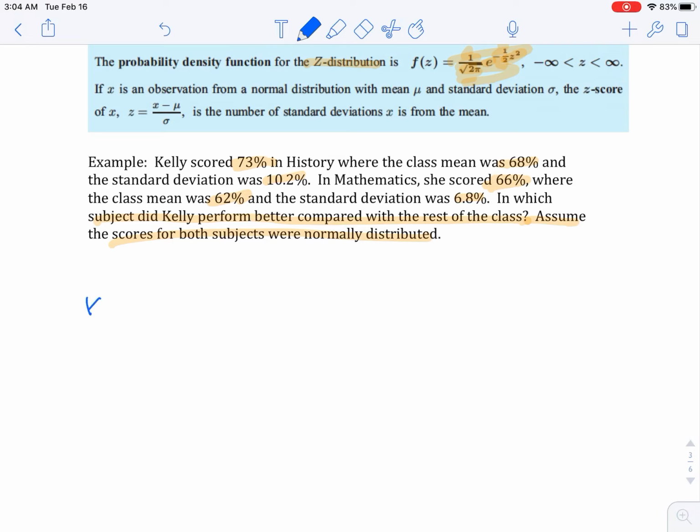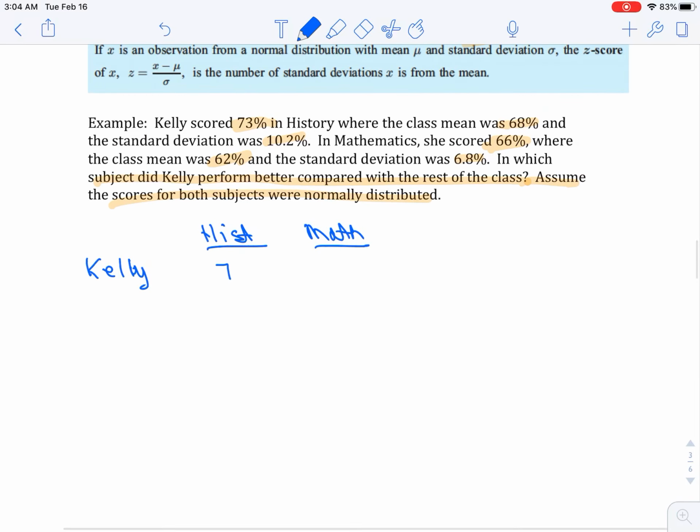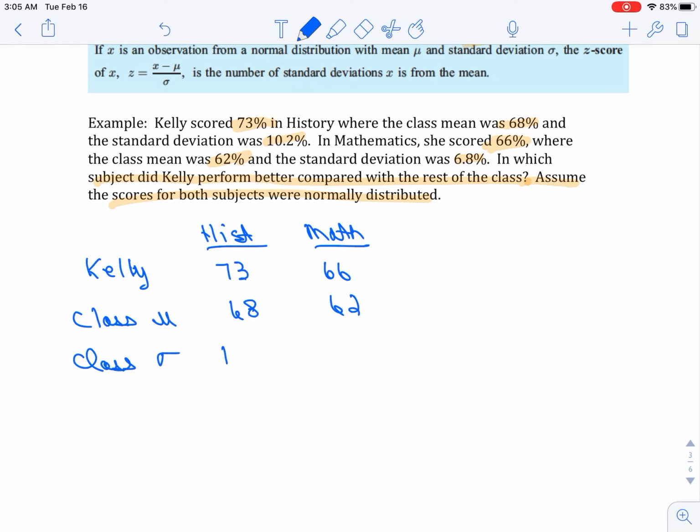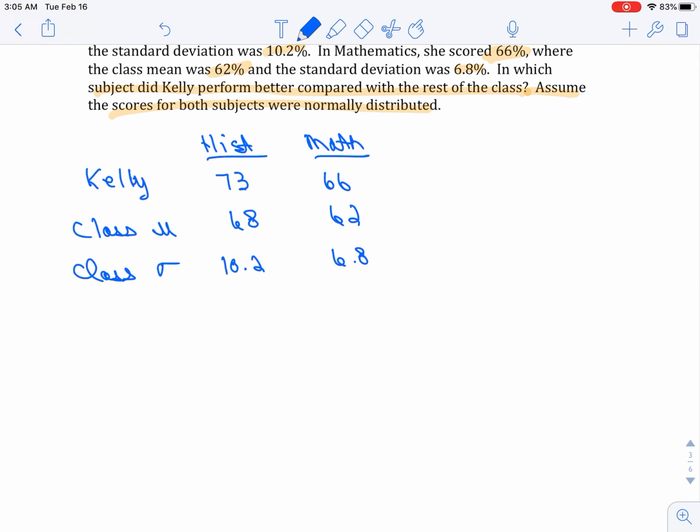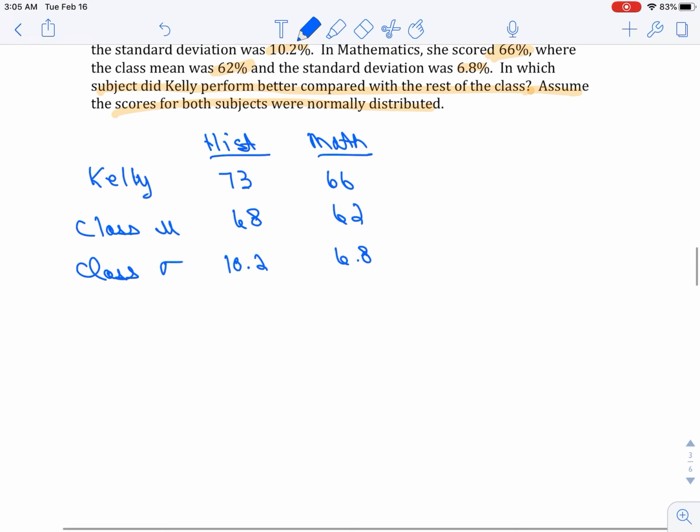So let's make a little table here just to summarize this. Kelly took 2 tests. She took a history test and she took a math test. She scored 73 in history, and she scored 66 in math. Then we had the class mean. The class mean in history was 68. In math, it was 62. And again, there we can see that she scored above the mean. And then we have the class standard deviation. In history, it was 10.2, and in math, it was 6.8. So what we want to do is turn both of those into z-scores, and then we can compare them.